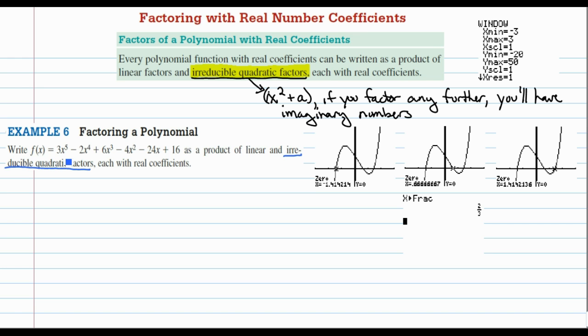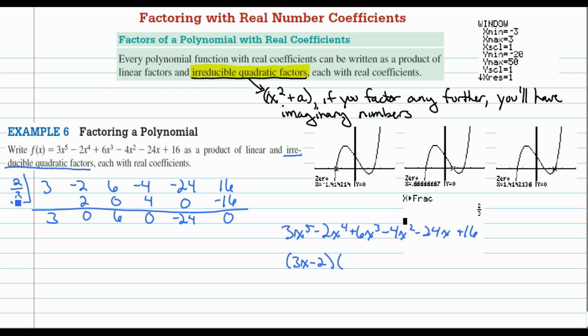So I took the liberty to graph f of x on my own and find the 3 real zeros that occur there. 2/3 was one that I can easily pass through synthetic division. Since 2/3 is a rational zero and gave me remainder 0, I can use 3x minus 2 as a factor. Remember, we don't use fractions in our factors. So I write this as 3x minus 2 because if I plug in 2/3, it would make that quantity 0.